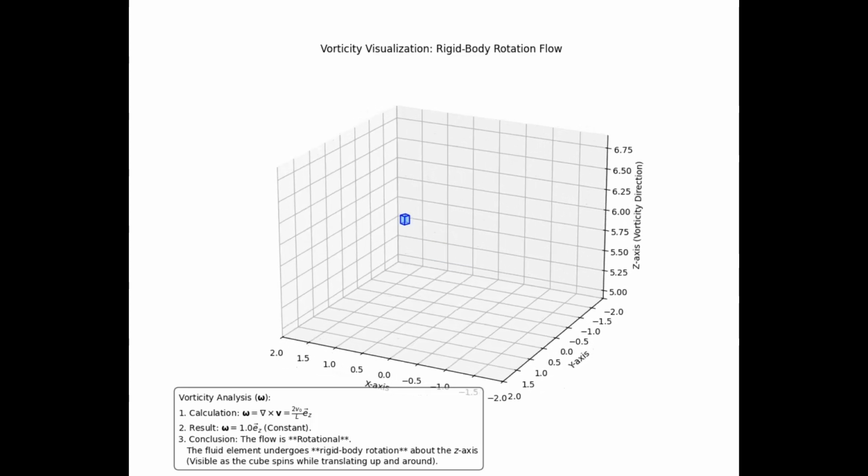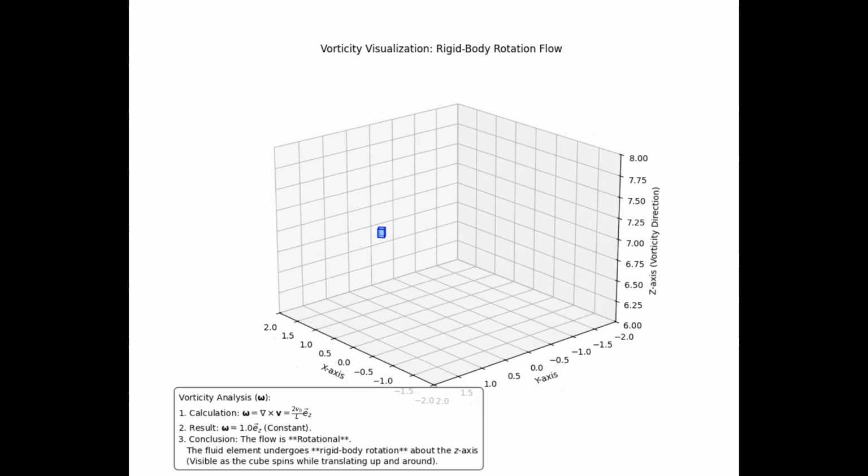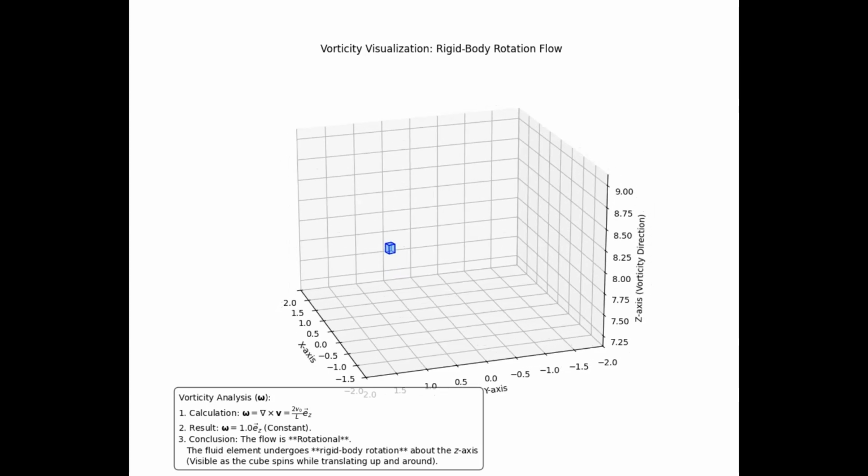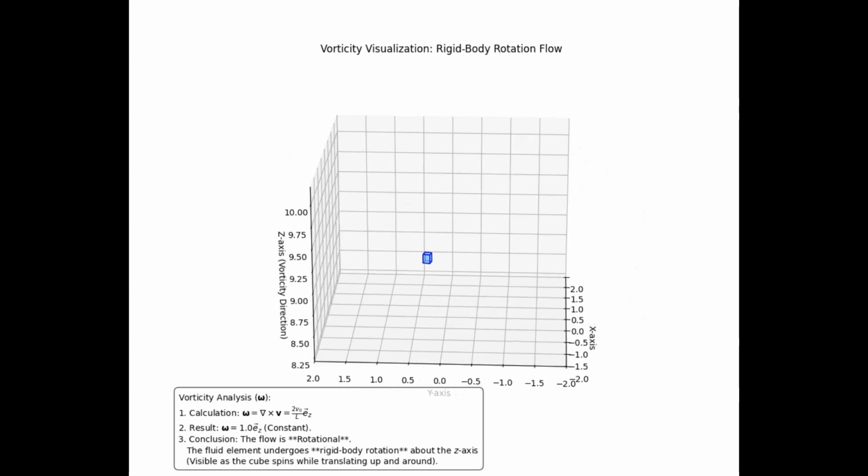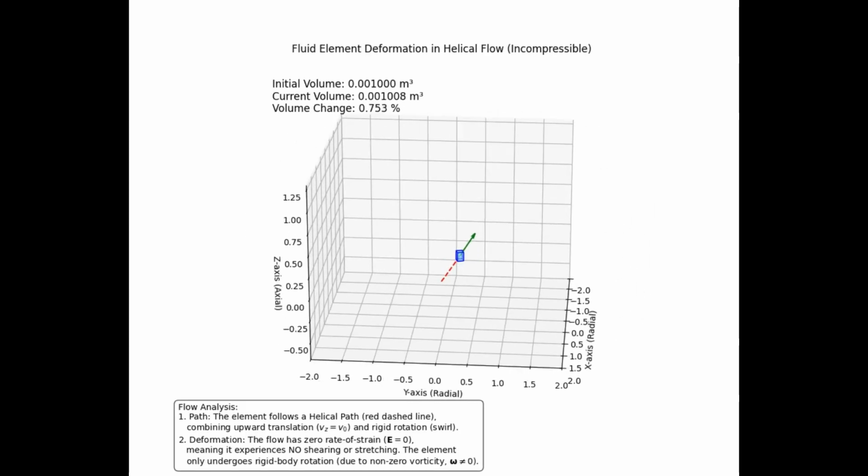cylinder wall is 0. So, by combining these rigorous calculations with powerful 3D visualization, we can fully understand how an incompressible, rotational fluid behaves in a helical system.